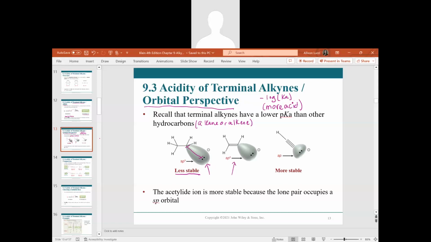With an sp2 hybridized carbon, the distance between the lone pair and the positive nucleus is less, so this is a little bit more stable. The most stable would be our acetylide ion, or our terminal alkyne ion, whatever it may be. In this case, it is the acetylide ion. Since it's sp hybridized, it has the most s character, which gives it this shape here and a shorter distance to make it more stable.